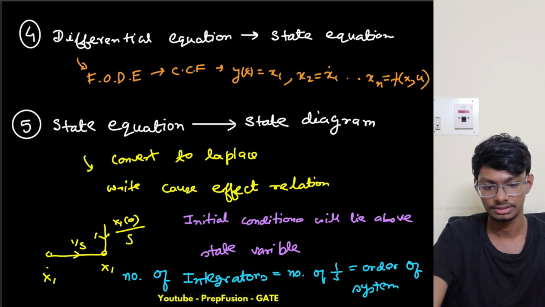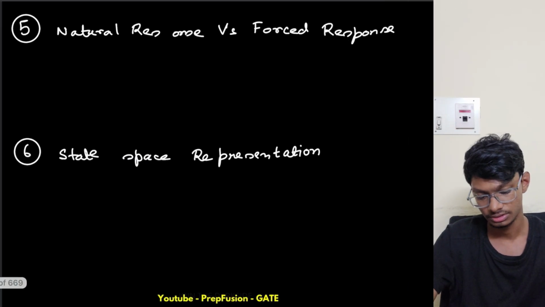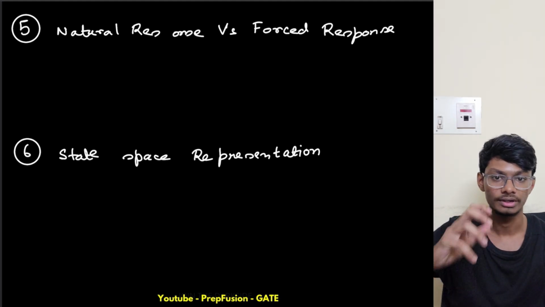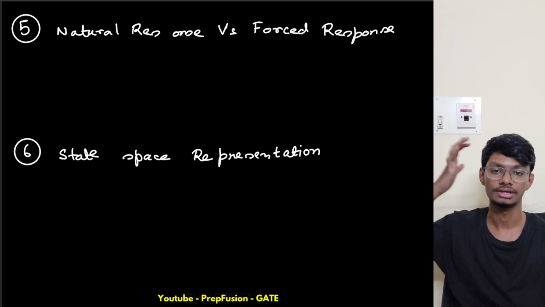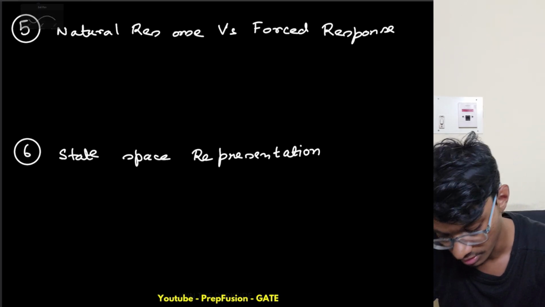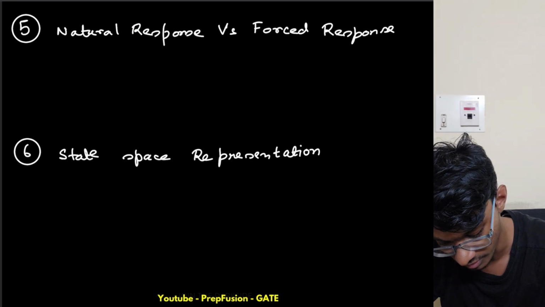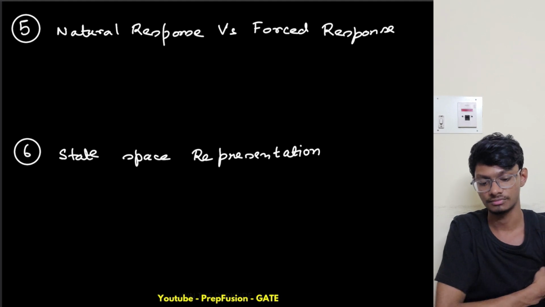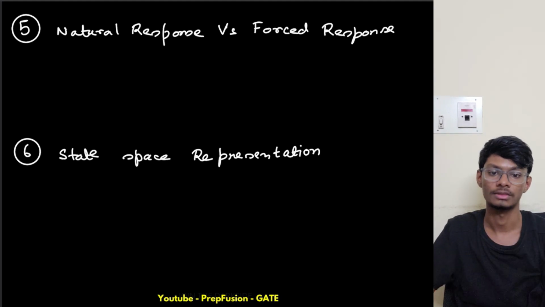So what was the next thing that we did? The next thing was the difference between natural response and forced response, right? So what is natural response? What does natural mean? Natural means it is naturally present in the system. This p has been missed somehow, I don't know why. It is something present naturally in the system, so I'm not forcing anything.